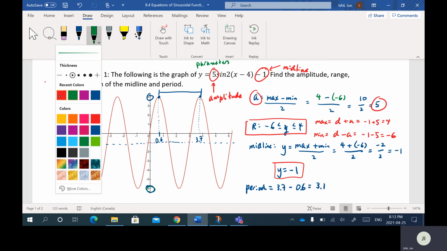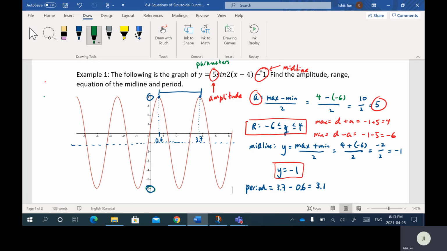The last one is to find the period. The period itself does not just show up here. But what I'm going to tell you is that this number in front of the brackets affects your period. So I don't want to write period. I'm just going to leave that there. Just make note that this number here is 2.